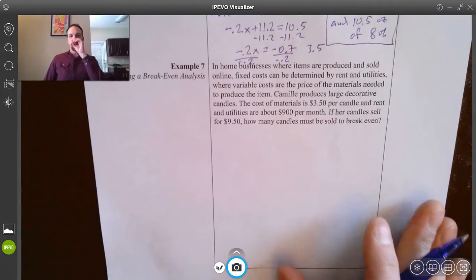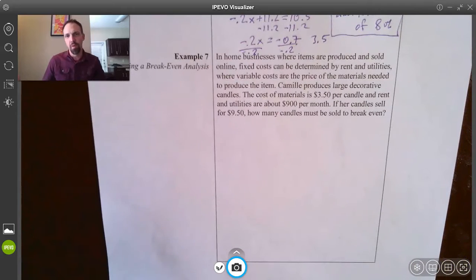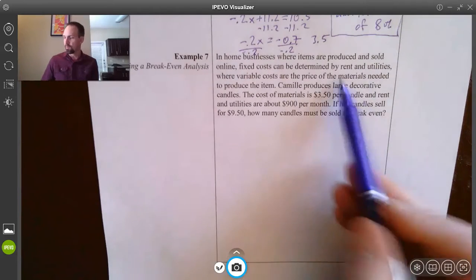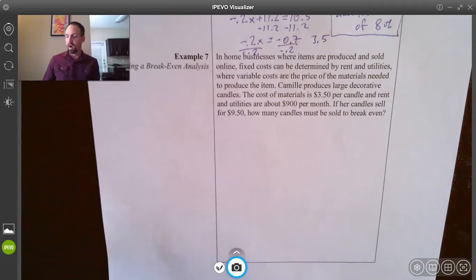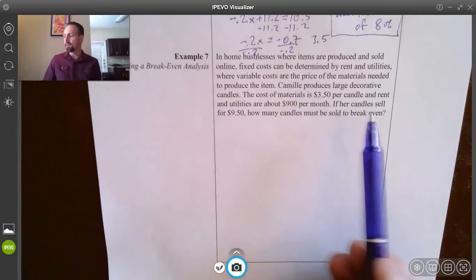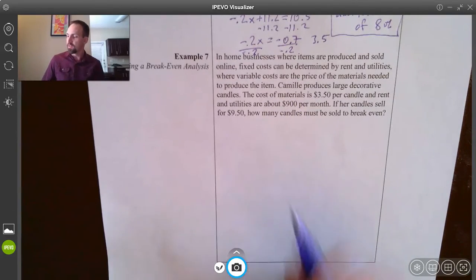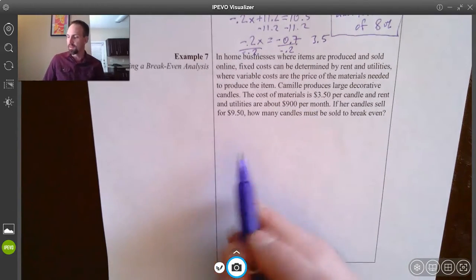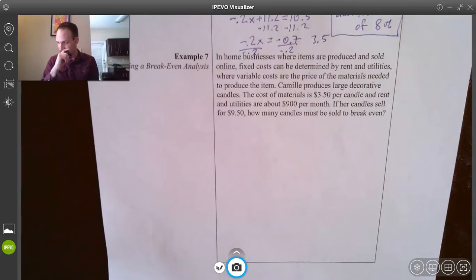For the second one, it talks about in-home businesses, so people who work out of their home, and it talks about fixed cost and variable cost. Fixed costs are determined by things that are outside of your control, rent, utilities. Variable costs are what you need to produce the item or the work that you're selling. So here we're talking about Camille, who's producing large decorative candles. The cost of materials is $3.50 per candle, and rent and utilities are $900 per month. If her candles sell for $9.50, how many candles must be sold to break even?